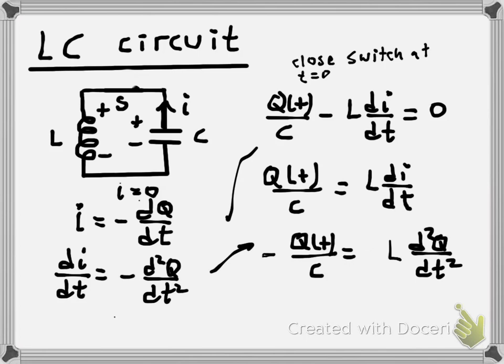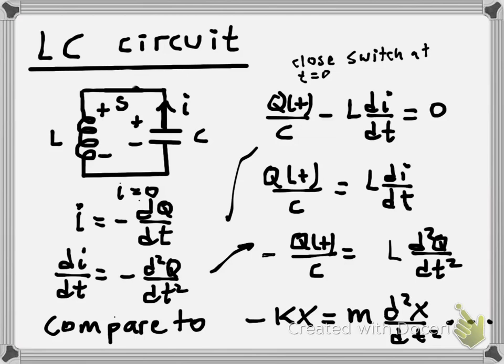So this equation, let's flip the sign to the other side, looks exactly like the equation for a spring mass system. Remember that for a spring mass system the force of the spring is minus kx. The only force acting on the system equals mass times acceleration. So notice that the structure of these equations is exactly the same.